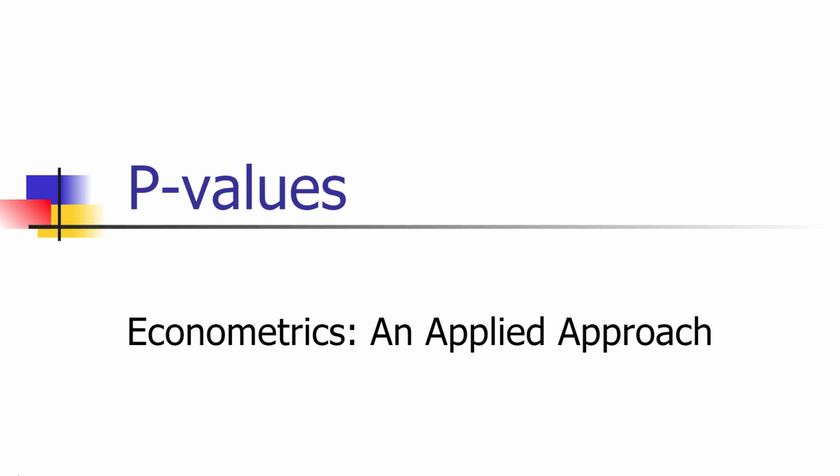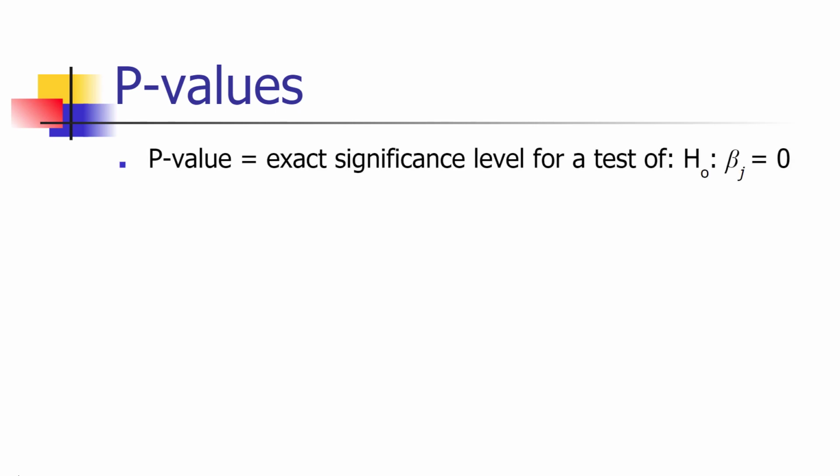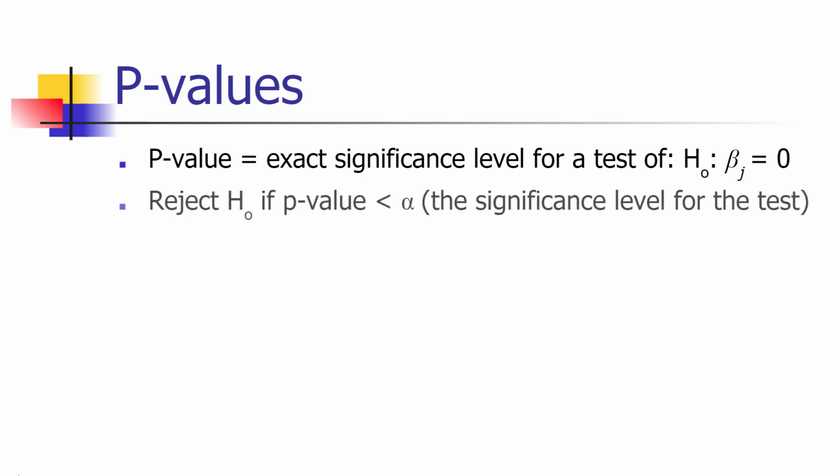In this video, we're going to discuss how p-values can be used to perform hypothesis tests on intercept or slope parameters. An alternative to using t-tests is to use a p-value. A p-value is the exact significance level for a test of the null hypothesis that beta j equals 0. You specify the significance level just as you did before, and then you compare the p-value to your significance level.